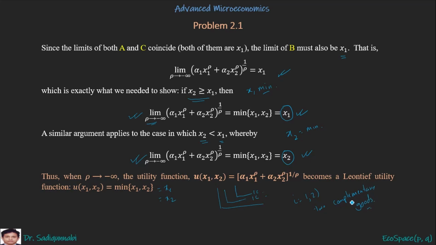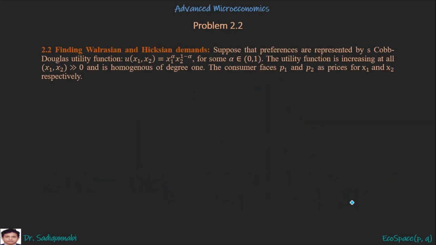All right, so this ends our problem 2.1. Let's move to problem 2.2. Problem 2.2 is about Walrasian and Hicksian demands.